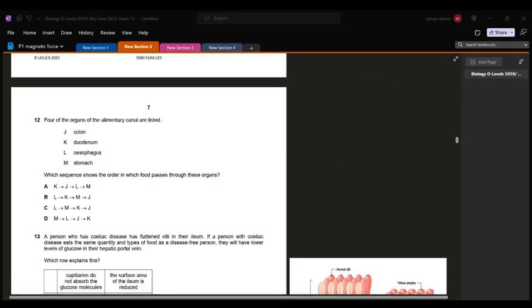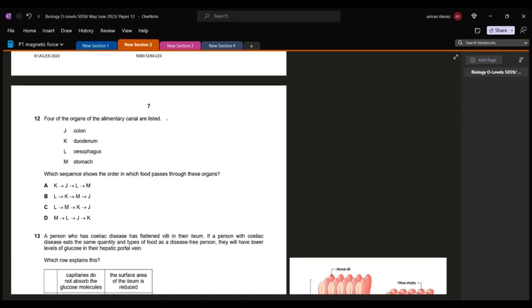Question number 12. Four of the organs of the alimentary canal are listed: colon, duodenum, esophagus, stomach. Which sequence shows the order in which food passes through these organs? So this is very easy. Just visualize the alimentary canal in your mind and you will be able to answer. So firstly esophagus, then stomach, then duodenum, then colon. So the answer is C.